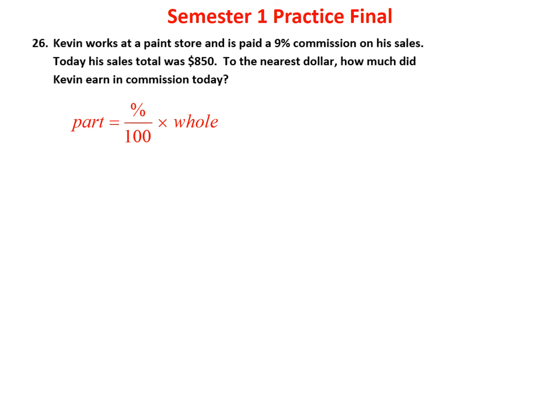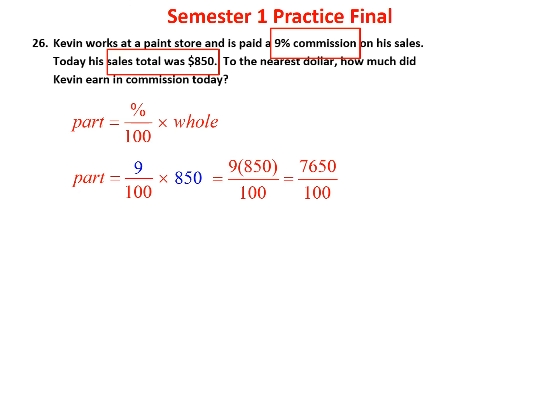Remember that part equals the percent times the whole. So in this case, my whole was $850. That's what he made. So the 850 is my whole. And then the percent is 9%. And I'm going to change that to 9 over 100. So 9% or 9/100. And now we can find out what his commission was. So 9 times 850 divided by 100. And we find out that his commission was $76.50.